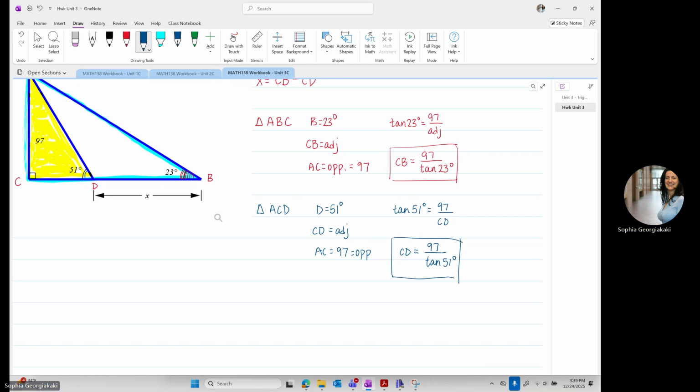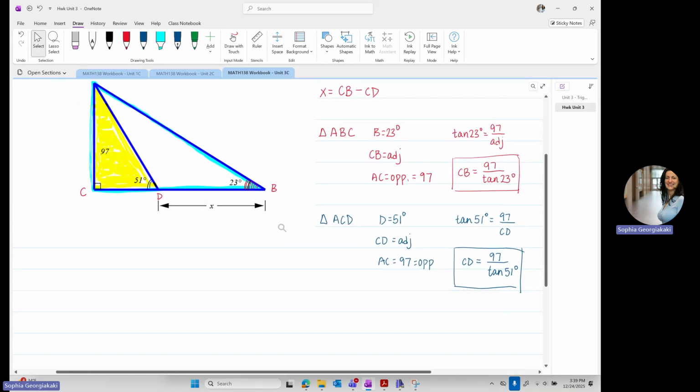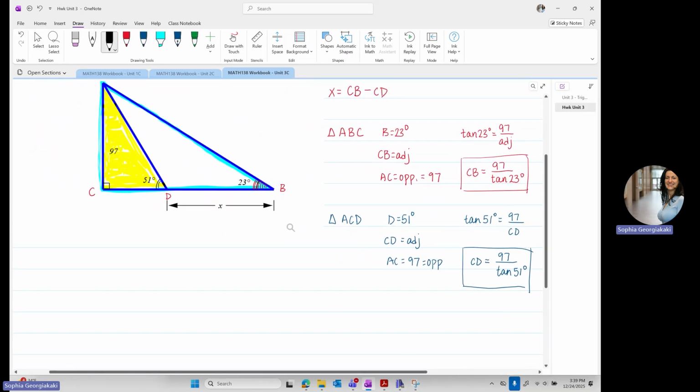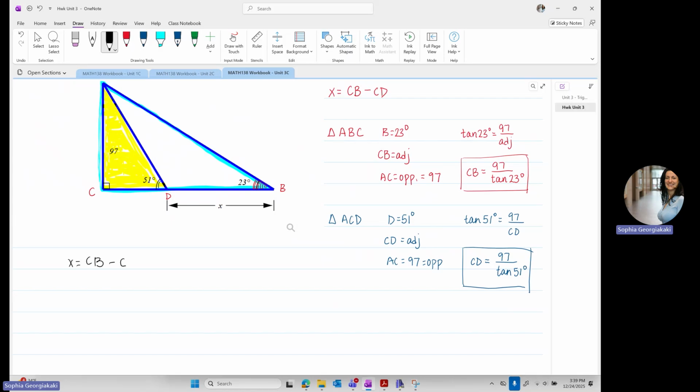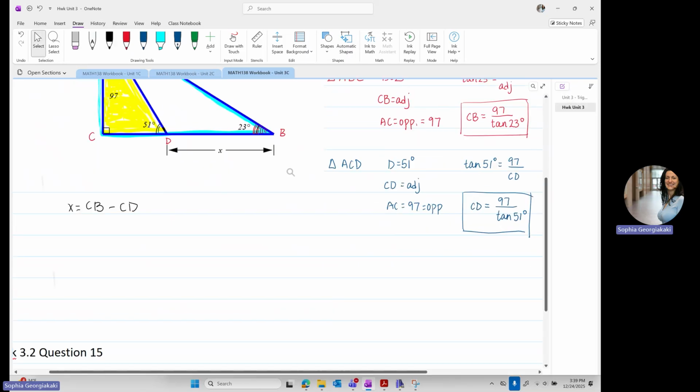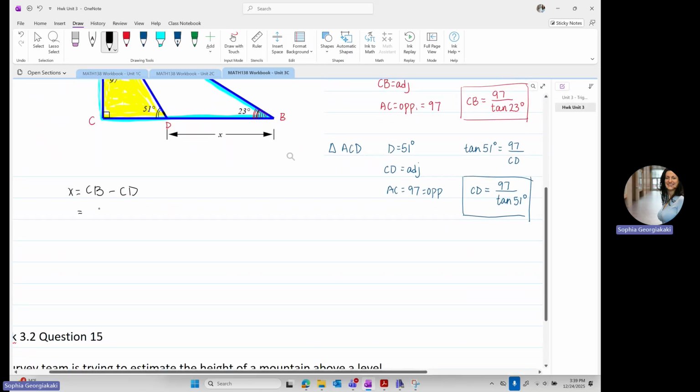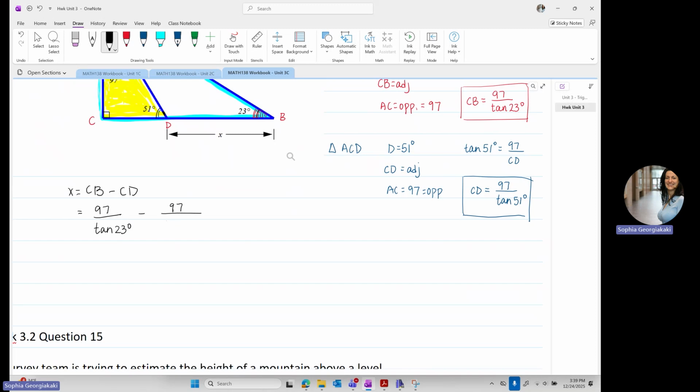And they asked me for how much is x, and we said x is CB minus CD. X equals CB minus CD. And I have found expressions for those. So CB will be 97 over the tangent of 23 degrees, and minus CD is 97 over the tangent of 51 degrees. This is the exact value of x. And if they want me to round, I will punch it in my calculator and round appropriately.